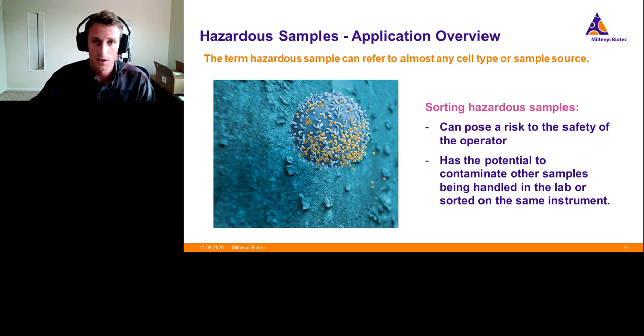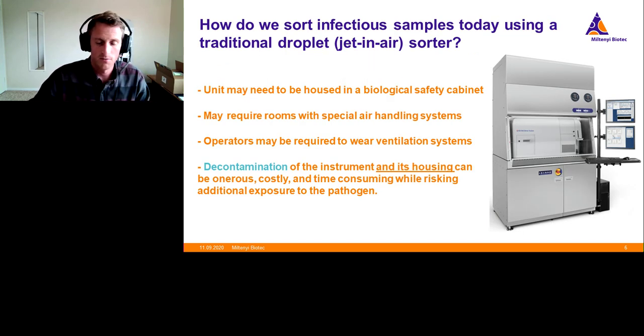So quickly, I'll go into a bit more detail on what a traditional jet and air sorter does to separate the cells, and how we mitigate the risk to the operator. As I mentioned, this is something that is done. Plenty of cell cores, flow cytometry cores, operate with this type of technology, but the infrastructure to do so is pretty significant.